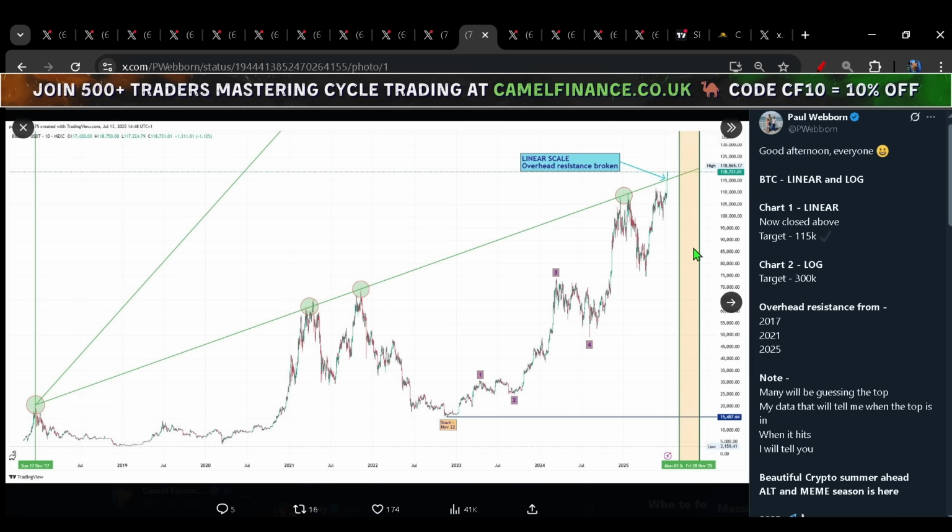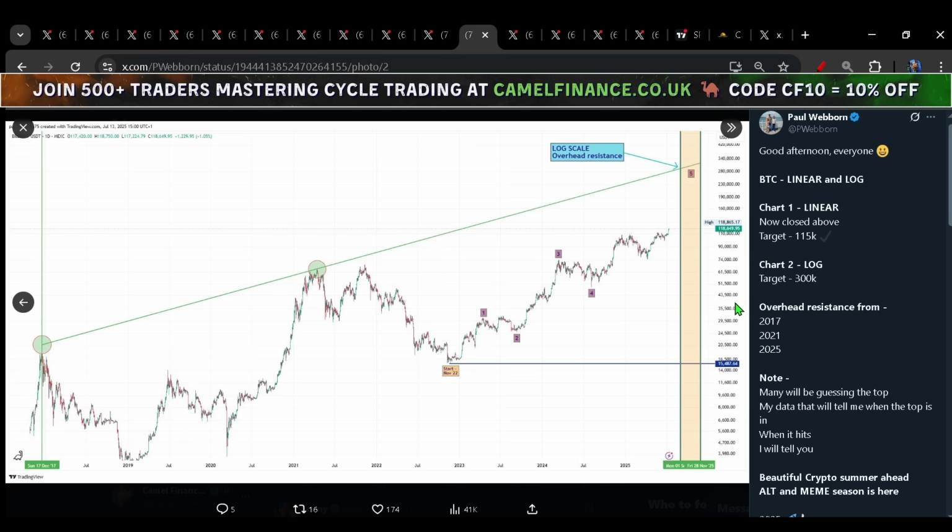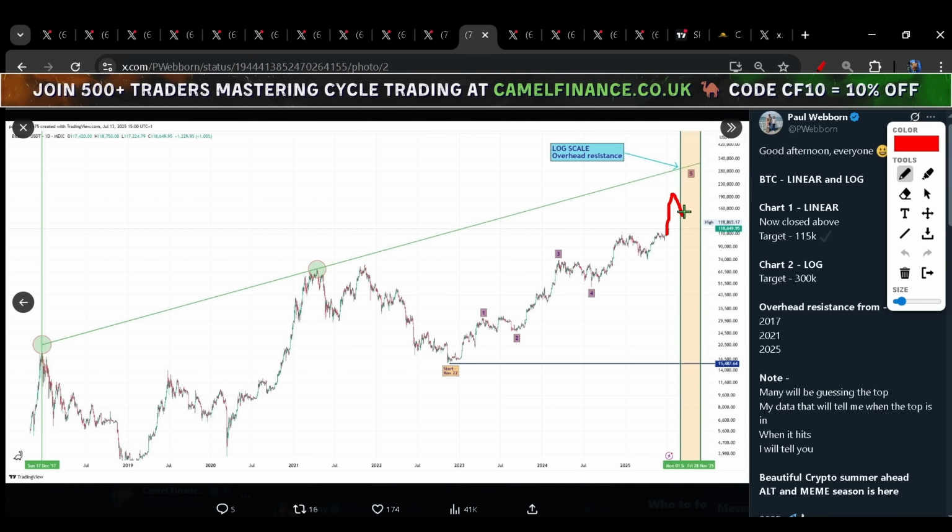But I have been quite consistent in saying I actually think for this ultimate top line we should use a logarithmic scale, and if we do this we actually get a number much closer to 300k. So again, I know it kind of seems crazy to a lot of people, especially if this is your first cycle.